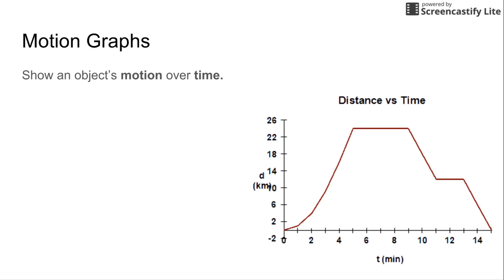So whenever you look at any type of motion graph, it shows an object's motion over time. So in this one, we have distance going up the side and time going across the bottom. And you'll notice that as time goes by, we go from 0 to 26 kilometers away. And then we stay at 26 kilometers away for about 6 minutes, and then we return.